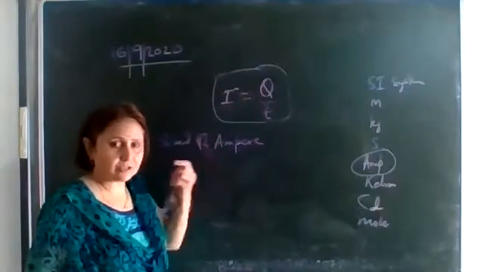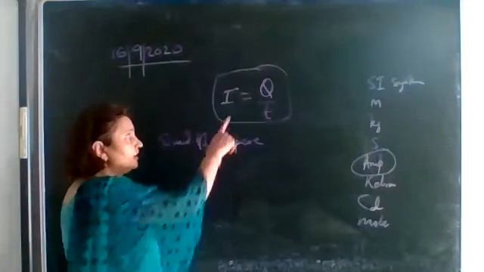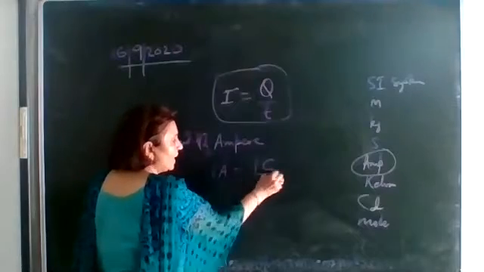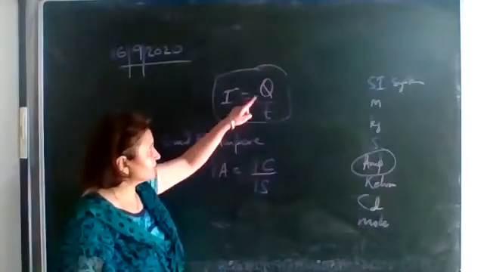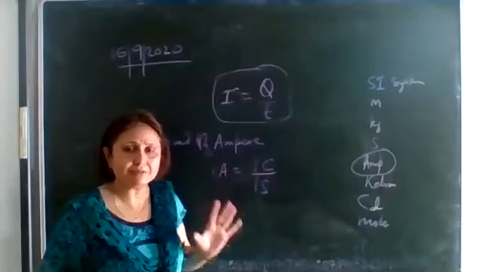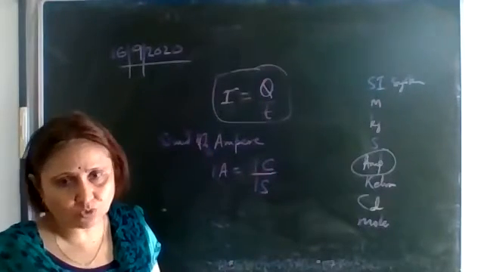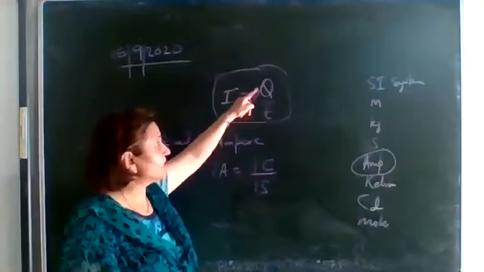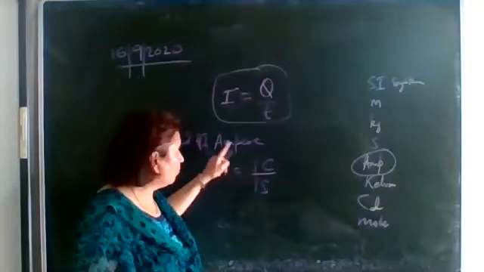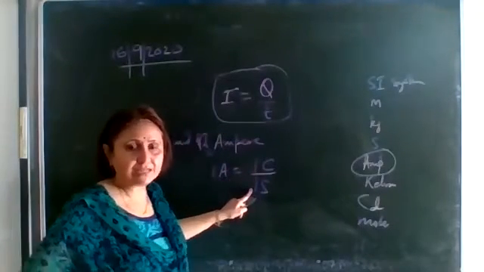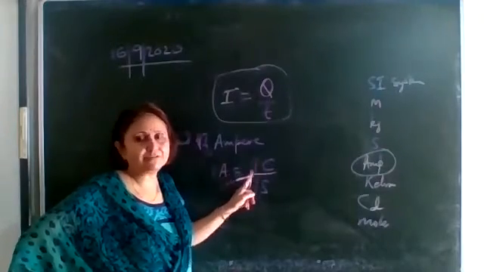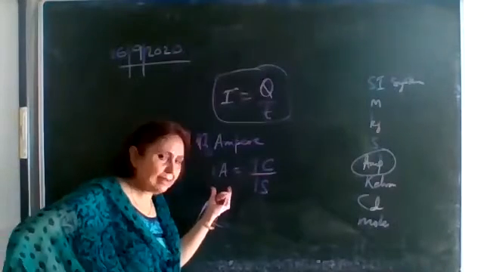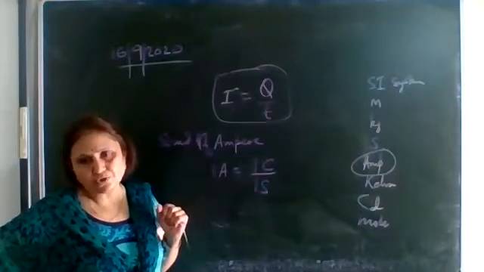But the unit of charge is taken as coulomb. So here 1 ampere is equal to 1 coulomb upon 1 second. This unit coulomb is taken in order to honor the scientist Coulomb, who gave one law in electric charge. So 1 ampere is equal to 1 coulomb upon 1 second. That is, when 1 coulomb of charge is flowing for 1 second, then the current flowing in that conductor we call 1 ampere.